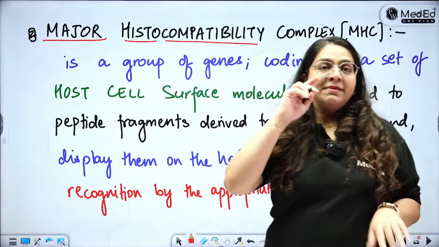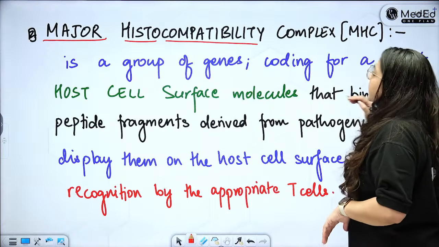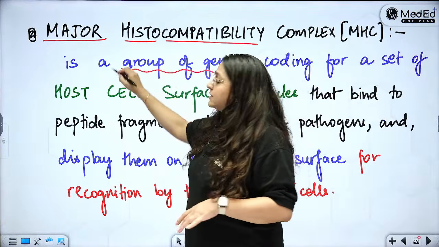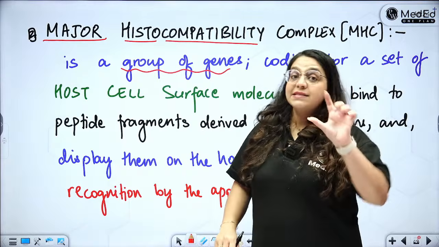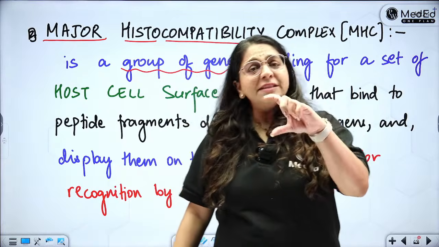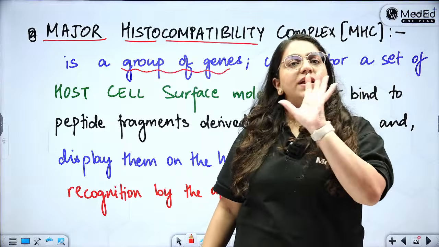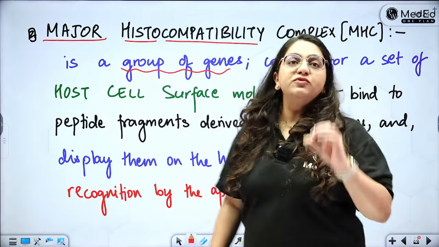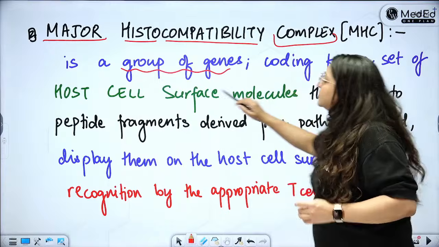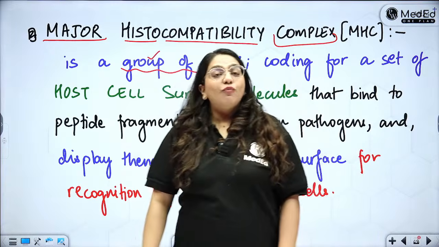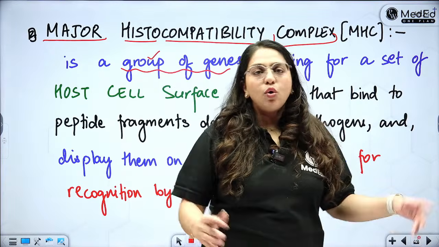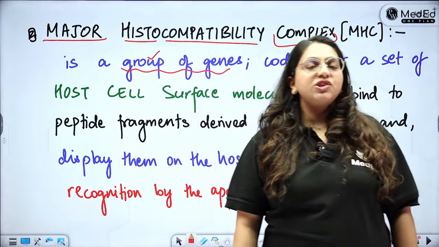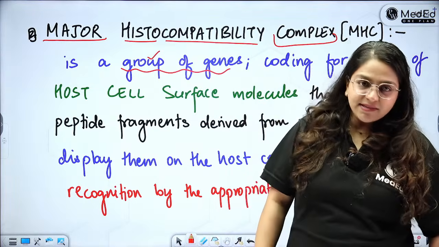What are they? MHC. MHC is nothing but a group of genes. MHC is not the protein. MHC codes for the proteins which are also called MHC, but it is a group of genes. So why is it a complex? Because it is a group. What do these genes do? Every gene will code for something. Mostly the genes translate into proteins.